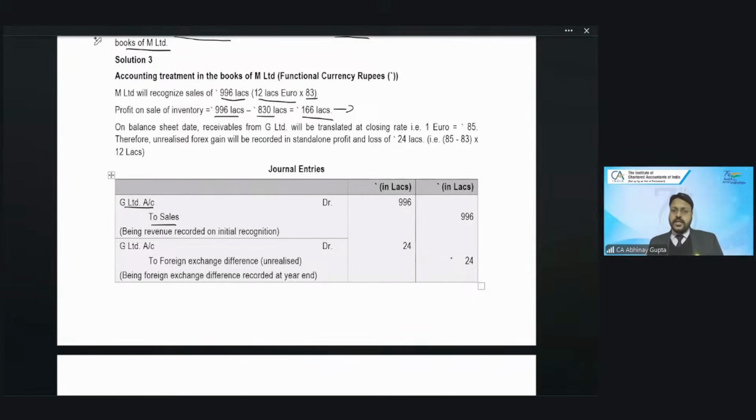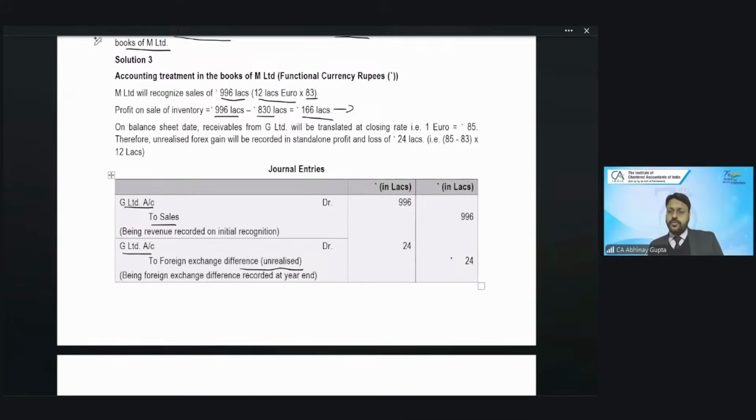On the balance sheet date, receivables from G Limited will be translated again at the closing rate. And the closing rate is now 85. So the transaction has happened on 83, but the closing rate is 85. So the 2 rupees is the additional which we would be debiting to G Limited. Again, the debtor account, that is the G Limited account, will be debited to the foreign exchange gain or loss, right? Which is unrealized.